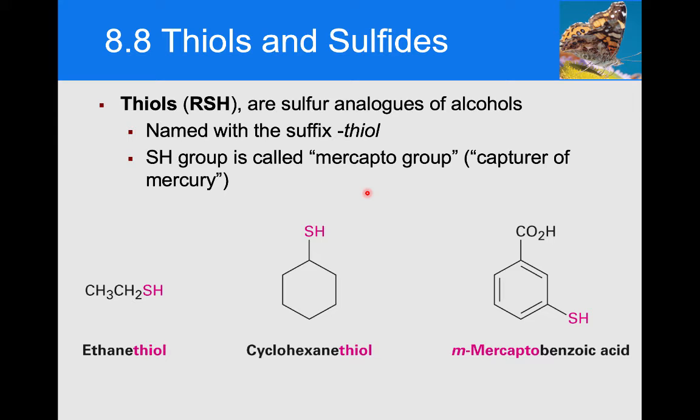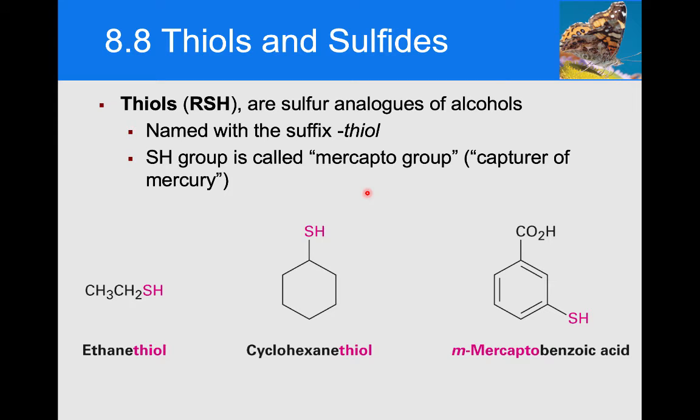And it's not to say that sulfur compounds aren't important. They are very important. They're just not as common or as important as the oxygen compounds. So we spend a lot more time talking about oxygen than sulfur. So for ethers and alcohols, there are the sulfur analogs of those. So let's start with the sulfur analog of the alcohol.